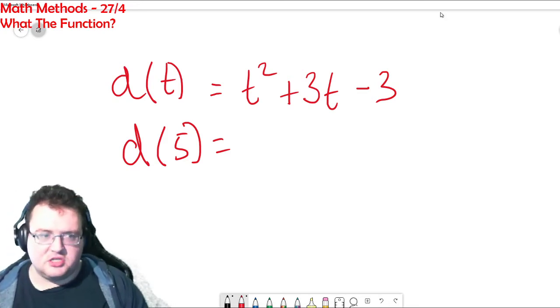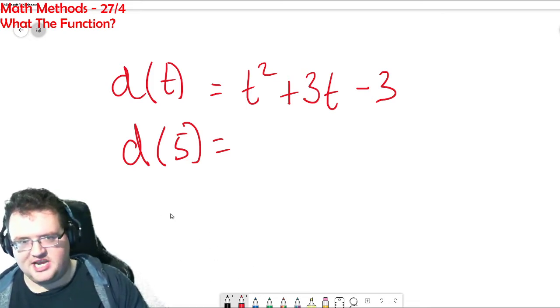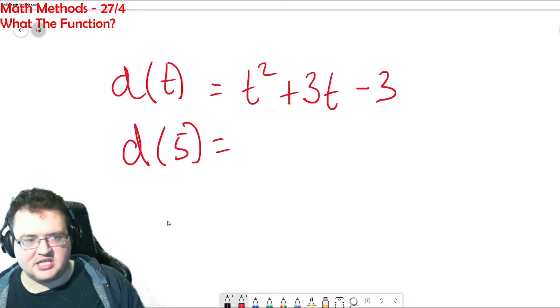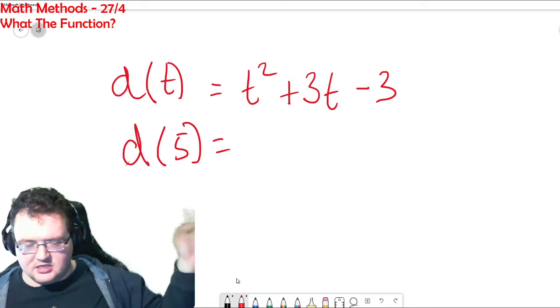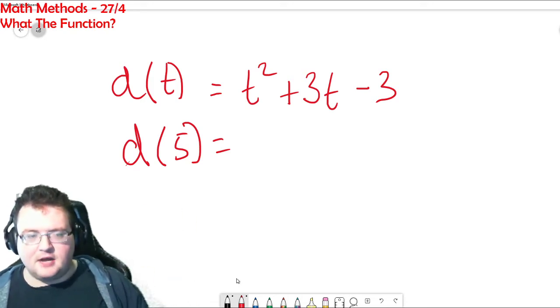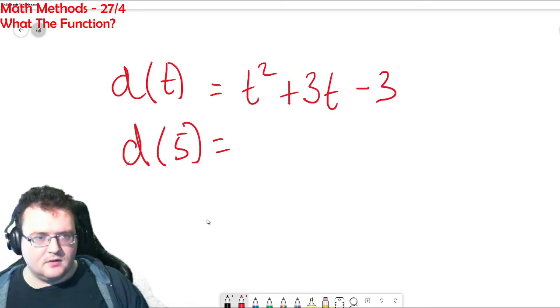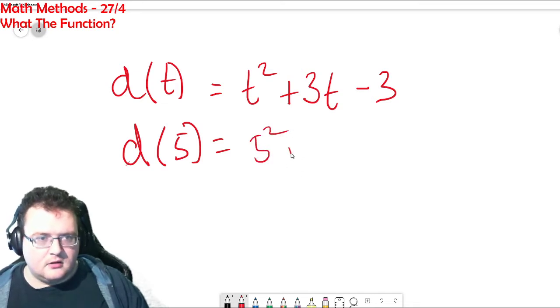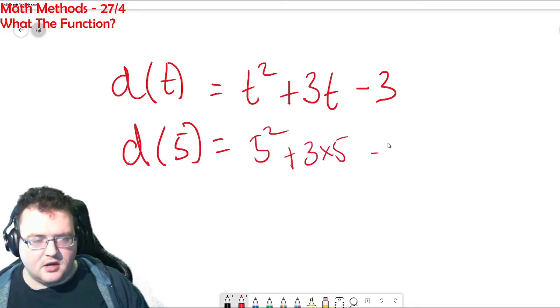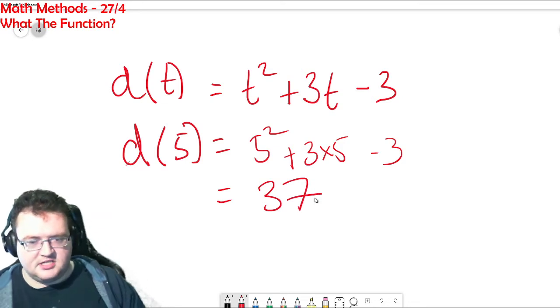So the way we used to do it was, okay, find y when t is 5. But instead now I can just say d bracket 5 equals, and it's a lot less language, a lot less space taken up, makes it much easier to write our equations, gives us more room to work with. So in this case here, d of 5, we're going to have 5 squared plus 3 times 5 minus 3. 25 plus 15 is 40, minus 3 is 37. Nice work.